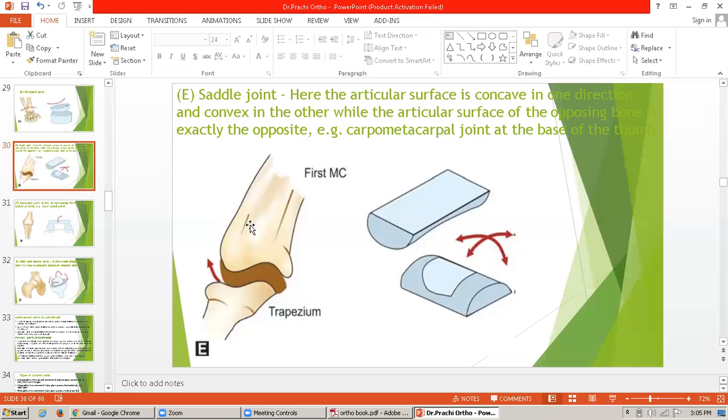So the saddle joint: here the articular surface is concave in one direction and convex in the other, while the articular surface of the opposing bone is exactly opposite. For example, the carpometacarpal joint at the base of the thumb. So this is the first metacarpal and this is the trapezium. There is an exactly opposite articulating surface, where one is convex and one is concave.